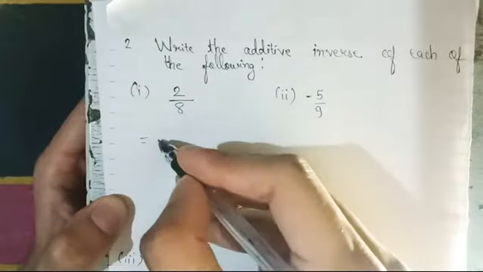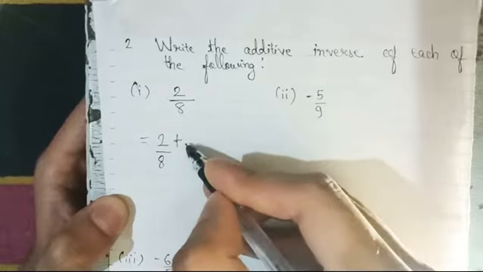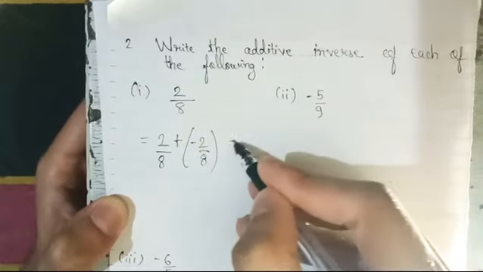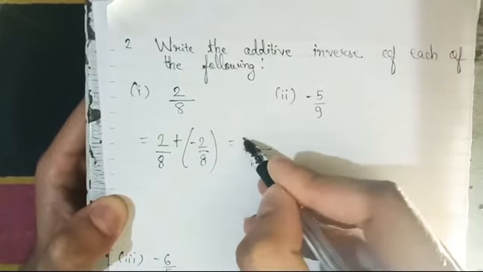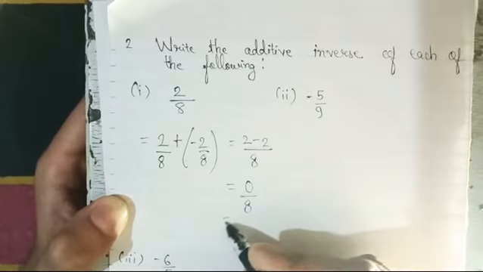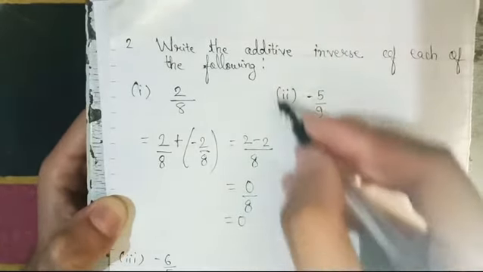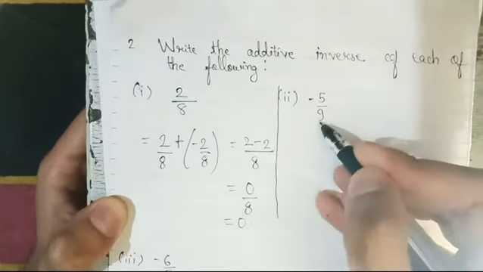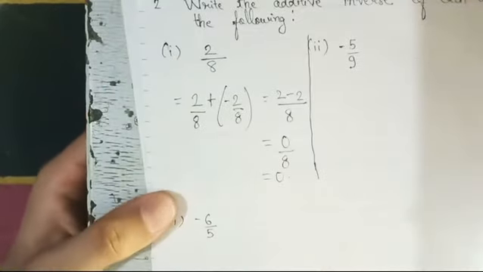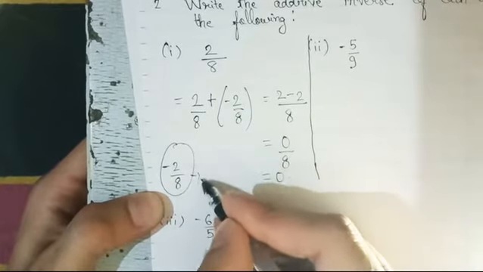Look here, 2 upon 8 is there. So if I add minus 2 upon 8 to the number, then what will be the answer? Here LCM will be 2, and 2 minus 2 is 0, and 0 upon 8, the answer will be 0. Okay, similarly minus 5 upon 9 is written here. Okay, so what we can say about the additive inverse of this question? Minus 2 upon 8 is the additive inverse.